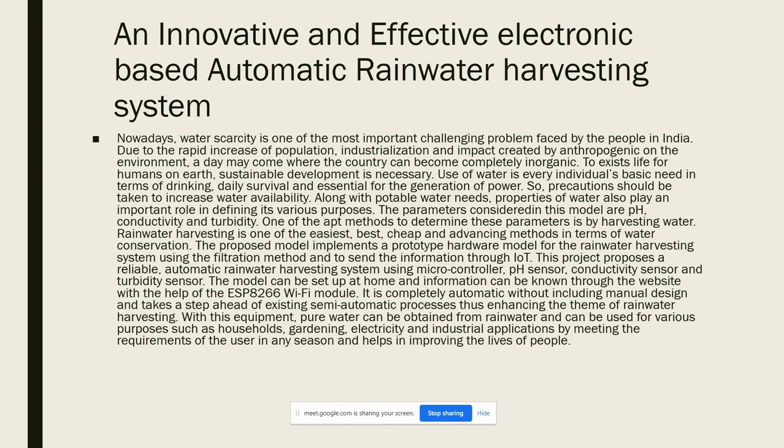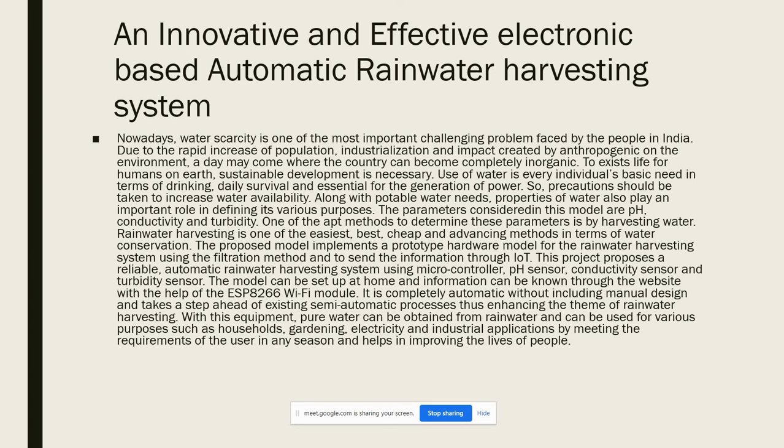With this equipment, pure water can be obtained from rainwater and can be used for various purposes such as household, gardening, electricity and industrial application, by meeting the requirement of the user in any season and helping in improving the lives of people. Thank you, ma'am.